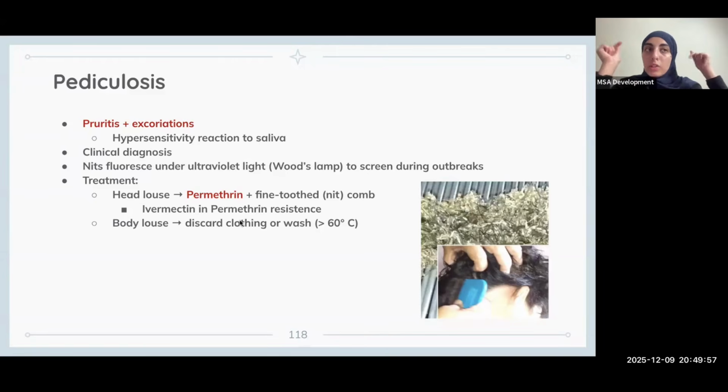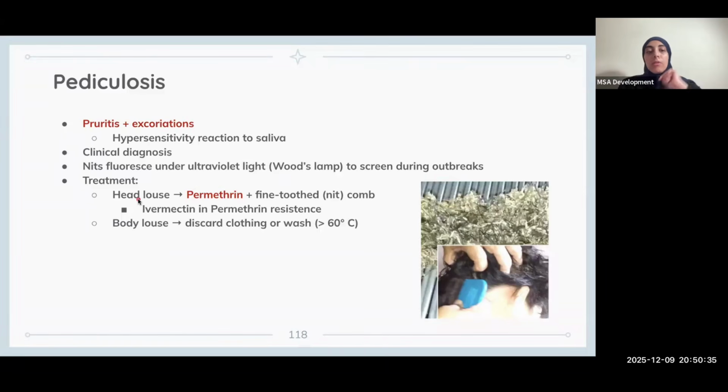If you look for the lice on the hair, you'll see it. This is lice. It's not really rocket science. But you can do the nits fluorescence under ultraviolet light or Wood's lamp, which we did, remember, in which condition? In the tinea versicolor for Malassezia furfur. But this is only done to screen during outbreaks. Normally, you wouldn't need to do this. You just rely on clinical diagnosis, but you can do it if you are suspecting an outbreak in a big group of patients. So you screen all of them with this light, and you take the ones that are positive in the screening and you treat them.